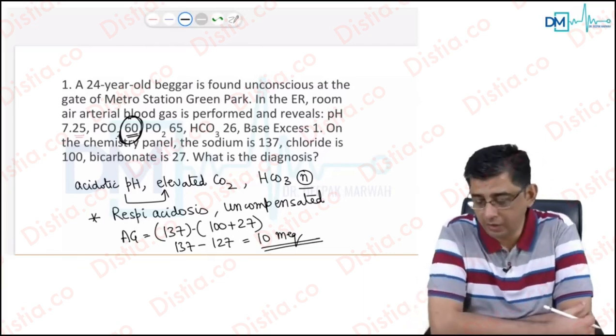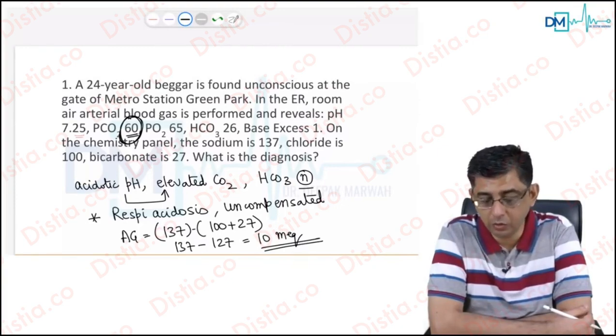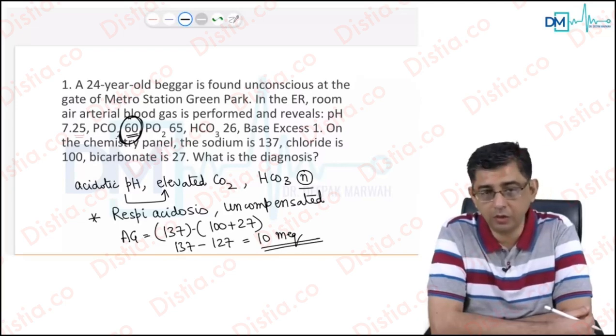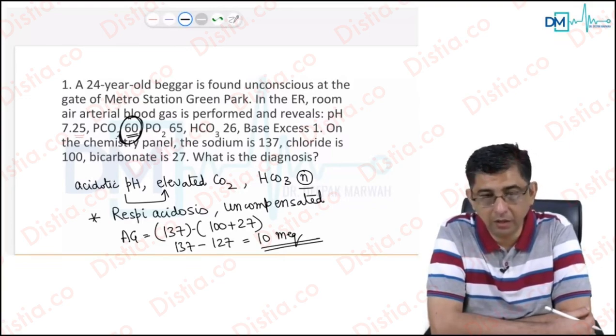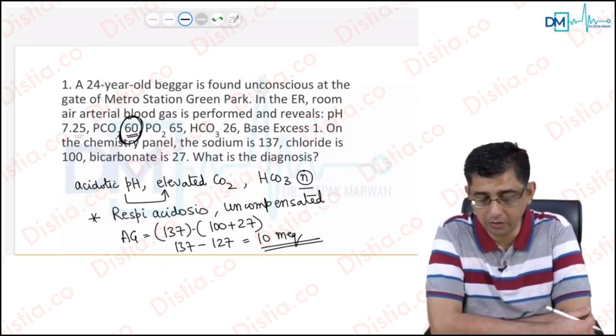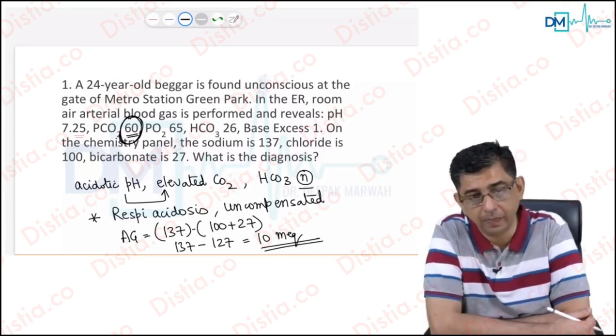It's a good idea to calculate anion gap because it can tell you about presence of a metabolic acidosis which could be coexistent in the patient. This question is definitely not of a mixed disorder, so you don't need to worry. The main emphasis in this question is that in respiratory acidosis, bicarb value should increase by a rule of 10:1. For every 10 millimeter rise of carbon dioxide, bicarb should increase by 1. That has not happened here, so the answer is uncompensated.